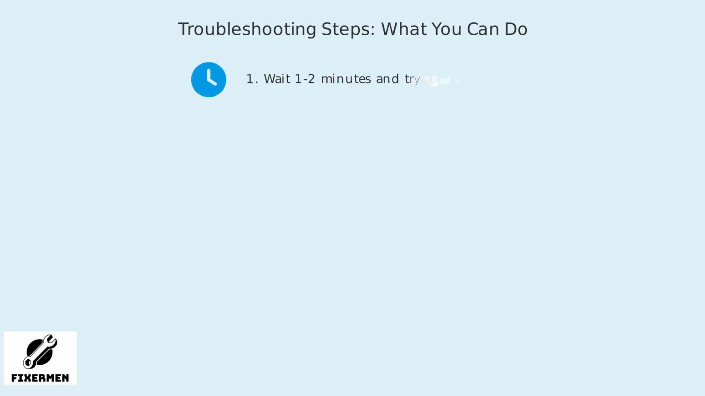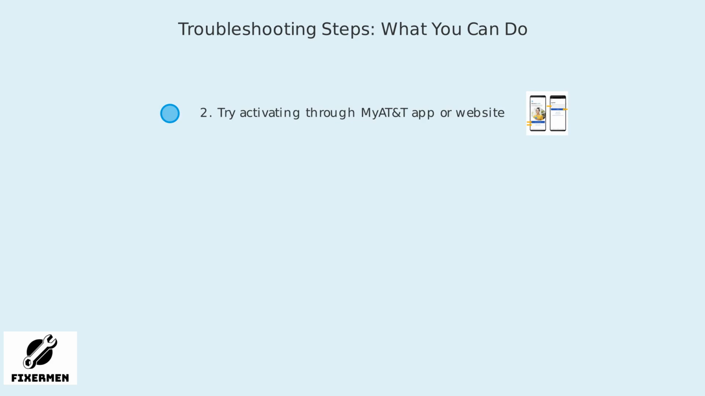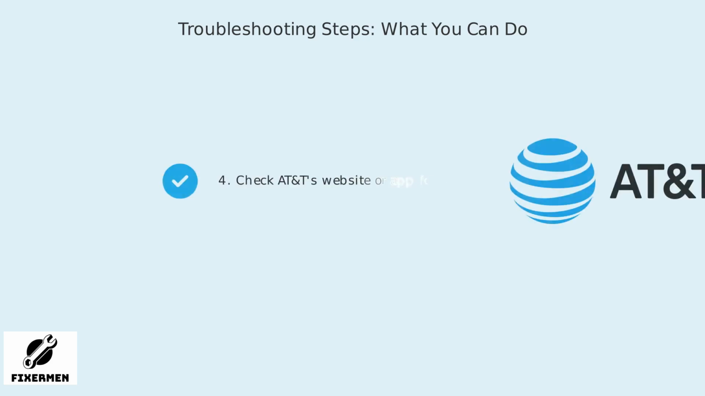When you encounter the AT&T Activation Server Unavailable error, start by waiting 1 to 2 minutes before trying again. AT&T recommends this because repeated attempts can overload the servers further. If the issue persists, try activating through the My AT&T app or website. These platforms often have better error handling and may route your request differently. If those methods don't work, consider visiting an AT&T store for in-person activation, or use the SIM Toolkit app, which can bypass the overloaded online servers. Finally, always check AT&T's website or app for any reported outages or maintenance that might be causing the issue.